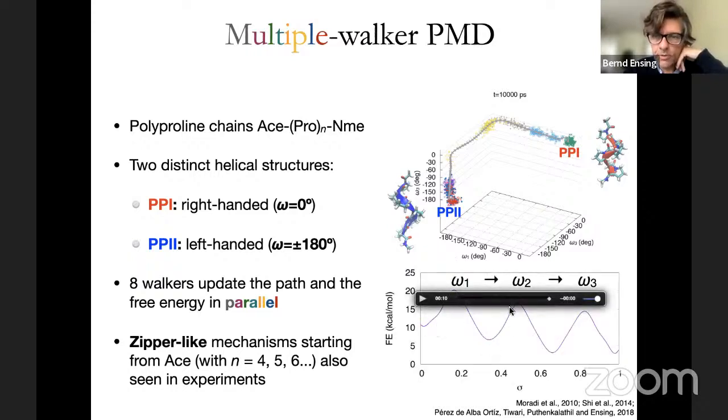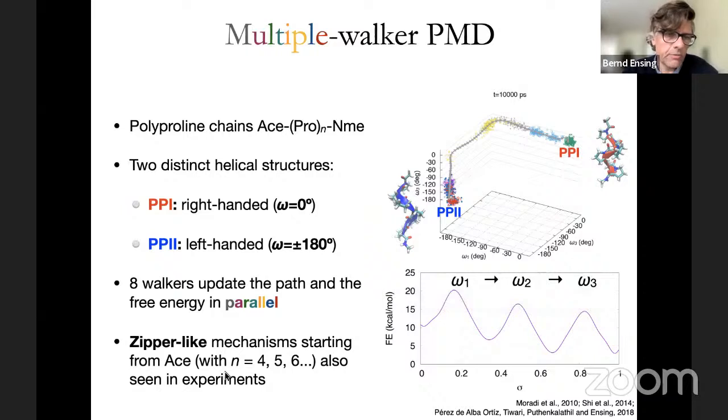Actually, this is the free energy profile, and you see each torsion angle rotation has a little barrier, and it follows the so-called zipper mechanism. It's what they call it. So first number 1, then number 2, number 3. So yeah, the zipper-like mechanism, and this is in agreement with what is seen experimentally.